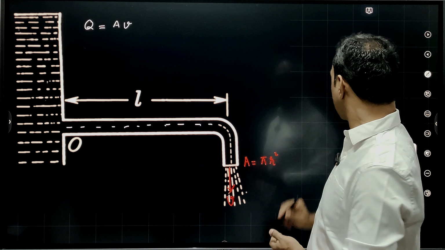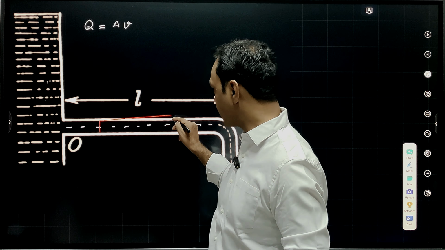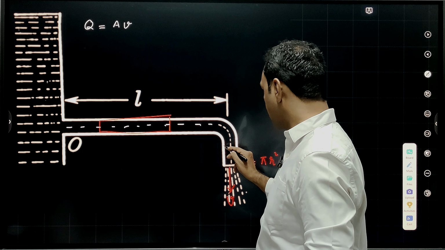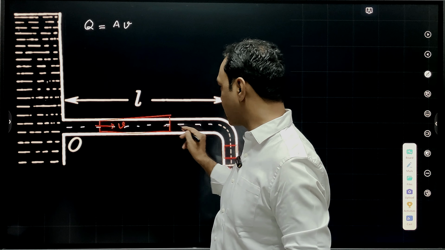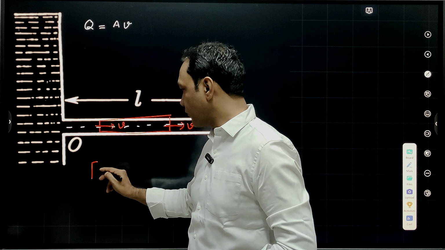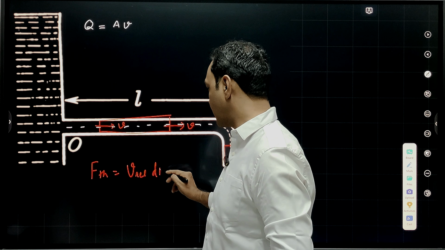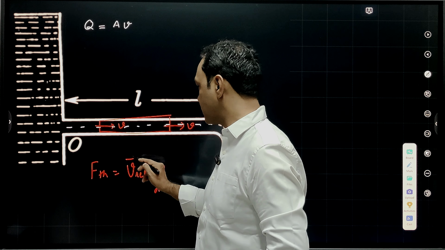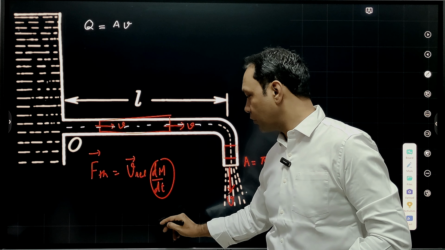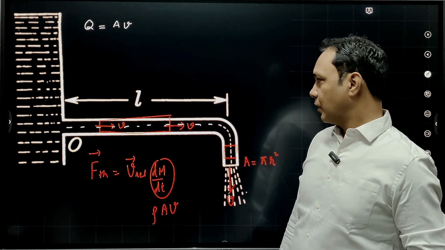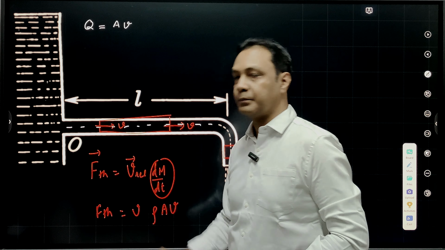Now if I take any straight part of the pipe, like this part or this part, here water enters and here water leaves. We know that F thrust is equal to V relative times dm by dt. dm by dt is the mass flux, how much mass is crossing per unit time, and this is basically rho times A V, and this V relative is V. So F thrust is rho A V squared.